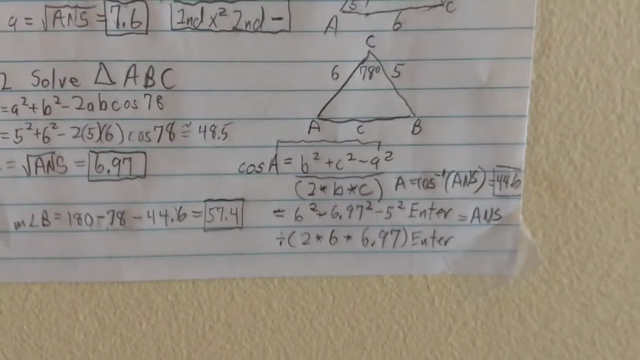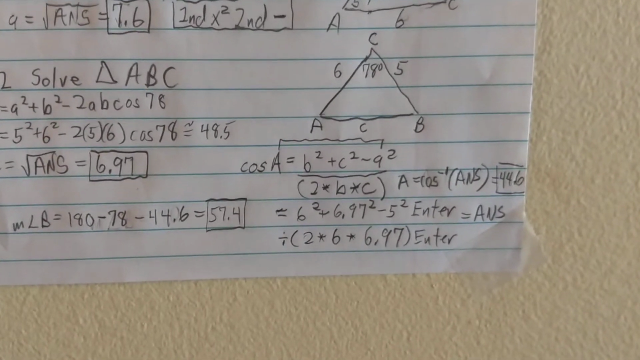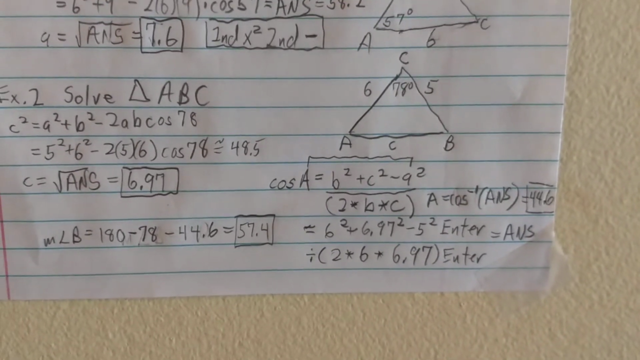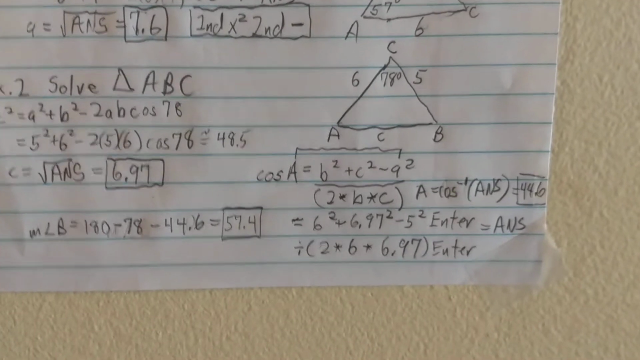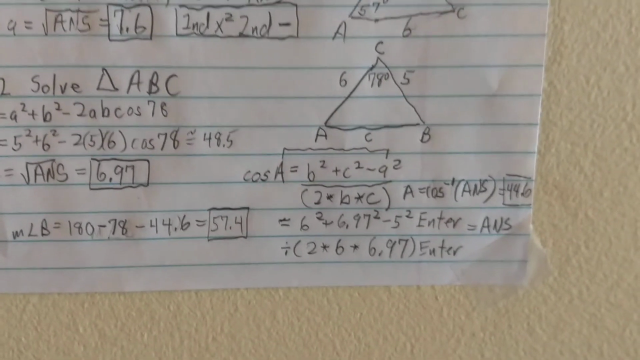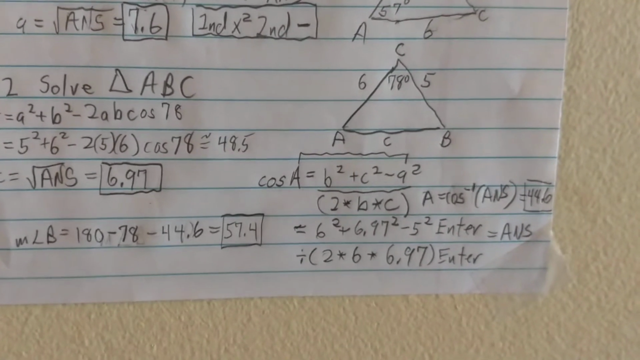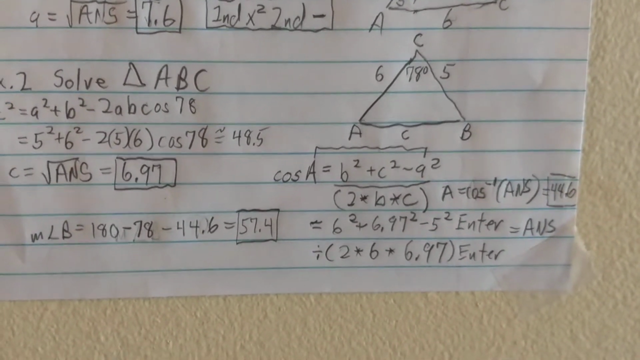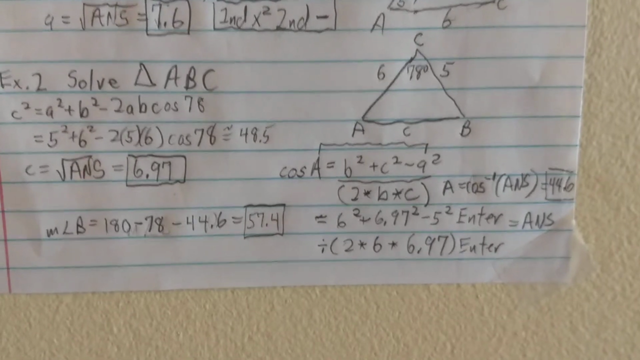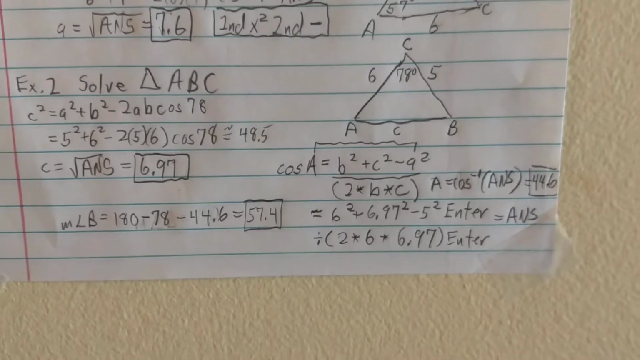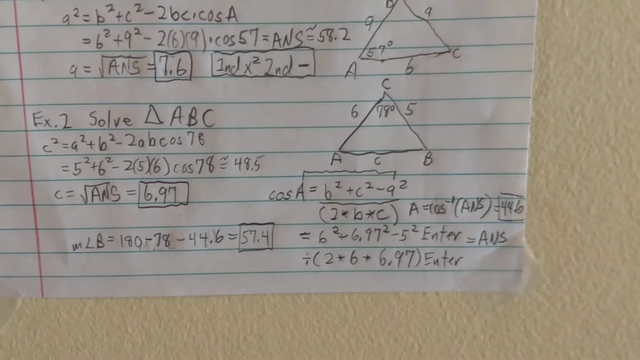Now, in order to get the angle A, we had to get all three sides. That's why we had to get side C first. So now this formula, rearranging the law of cosines, is cosine A equals the other two sides, b squared plus c squared minus a squared, the side opposite the angle we're trying to get, over 2bc.